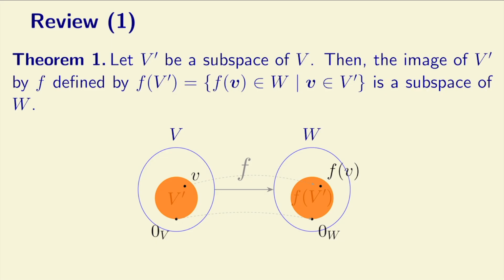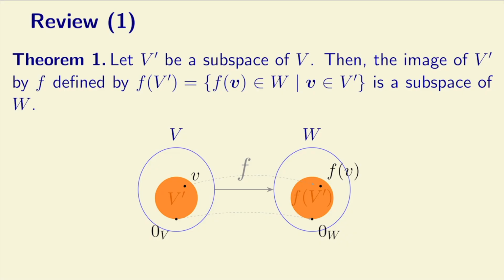It's not a picture like you'd take with a camera. Look at the left side of the diagram. We have a vector space V, and inside it is a smaller subspace V prime. When we apply the linear map, or function, F, to everything inside V prime, we get a new set of vectors on the right side, in the space W. The result of that transformation is what we call the image of V prime. The theorem says that this image, F of V prime, is also a subspace of W.